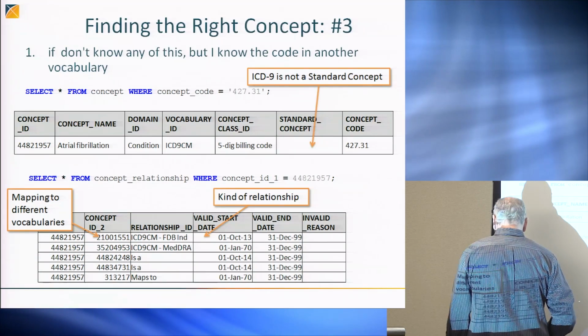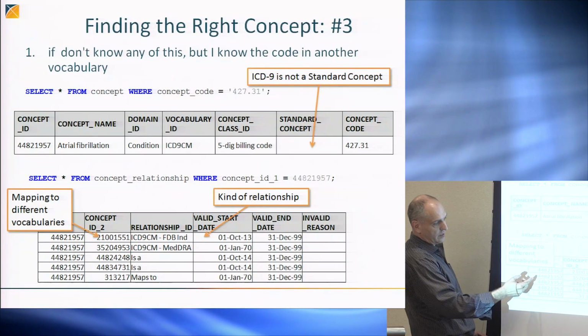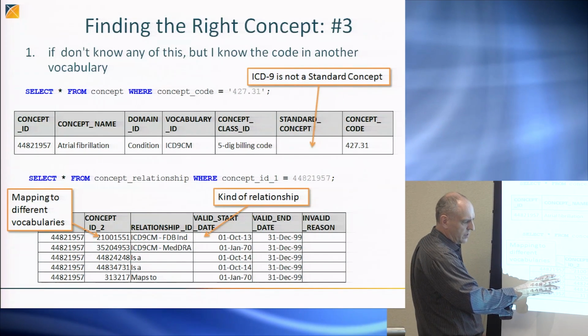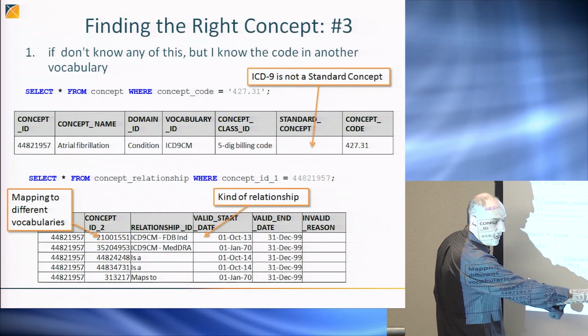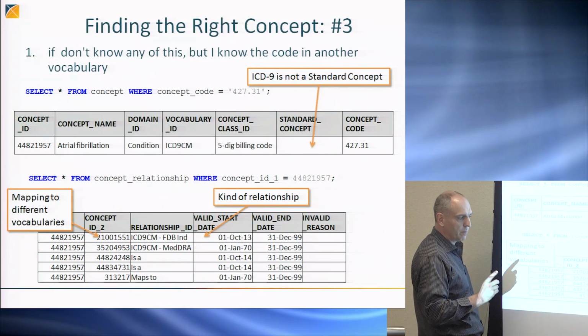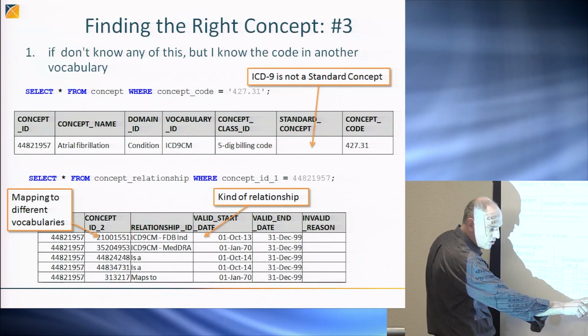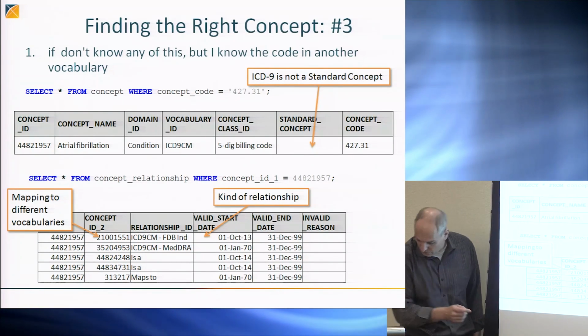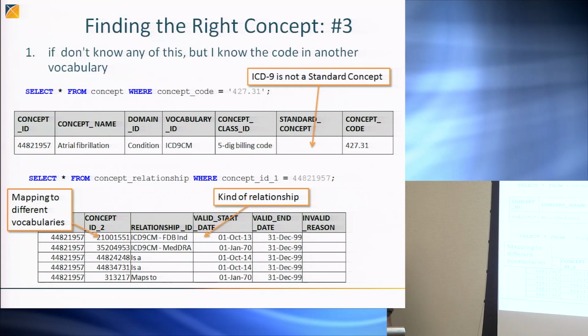And what does it do? It has several fields. The animation didn't work. The concept ID 1, concept ID 2, and how they're related. And there's one relationship which we are now paying attention to only, which is called Maps to. And that's it. So what's Maps to? That's probably the most important relationship for people.